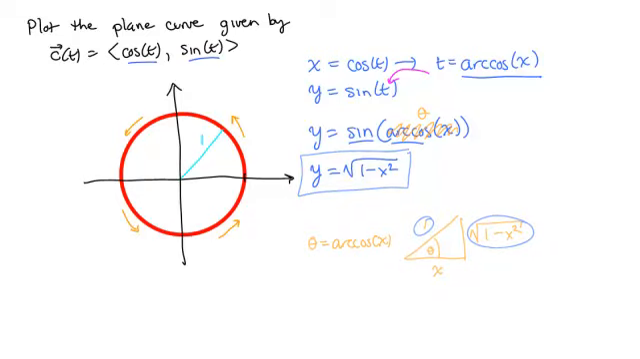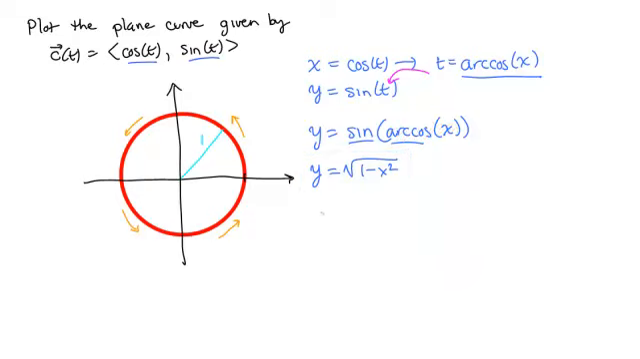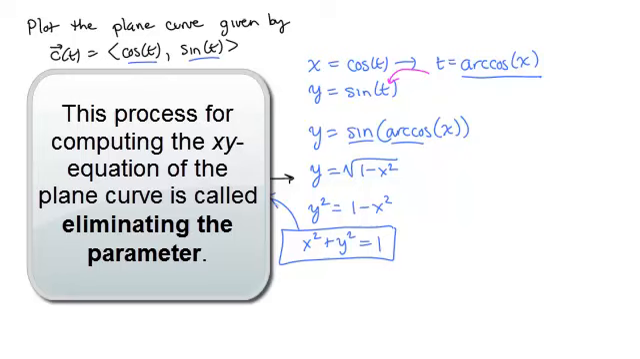However, if we square both sides of this equation, we get y squared is equal to 1 minus x squared, or x squared plus y squared is equal to 1. And this right here is exactly the equation of a circle of radius 1. So it turns out we did plot our curve correctly. This process is sometimes called eliminating the parameter, solving for the parameter in one of our equations so that we can substitute it into the other equation and have an equation that has just x's and y's.